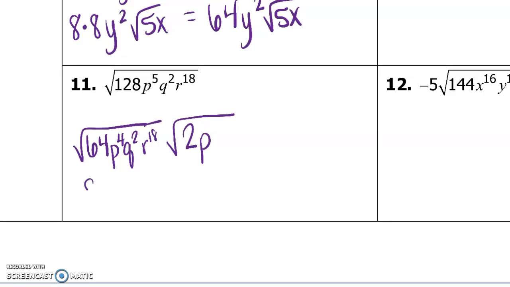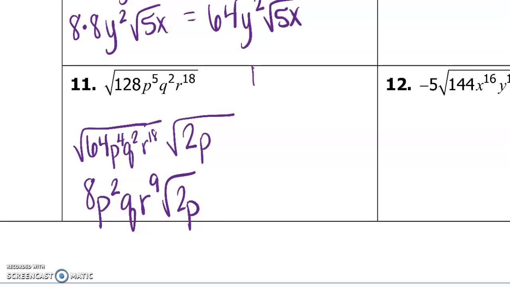Square root of 64 is 8. 4 divided by 2 is 2. 2 divided by 2 is 1, but again we don't need to write the 1. 18 divided by 2 is 9. So 8p squared, q to the 1st, r to the 9th is on the outside, and then the square root of 2p. So that's the formal way to do that.